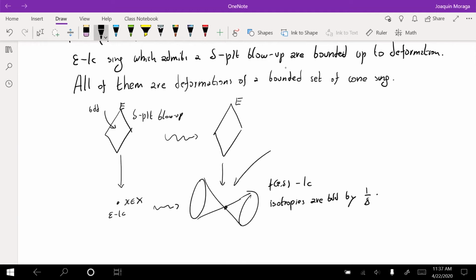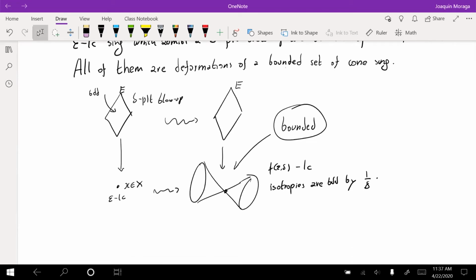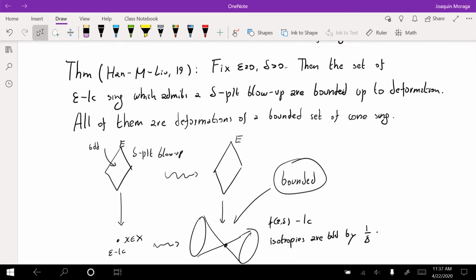So by the boundedness of cone singularities, this is bounded. But then we are exhibiting all these singularities that are epsilon log canonical and admit a delta PLT blow-up as deformations of a bounded family. So essentially, every invariant that is lower semi-continuous will be controlled for these singularities. Well, you can ask the question: are these singularities bounded? I mean, here we're just showing that they're bounded up to deformation.